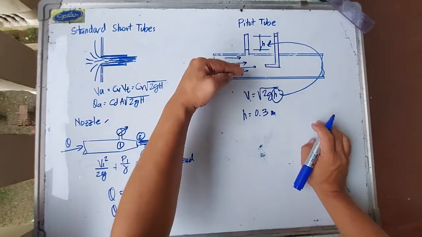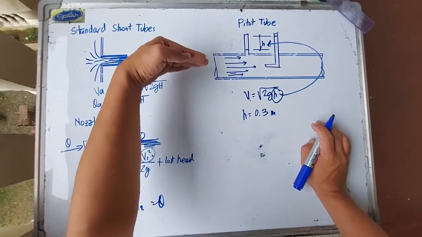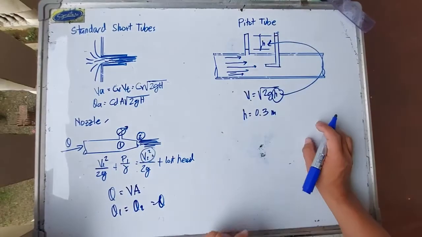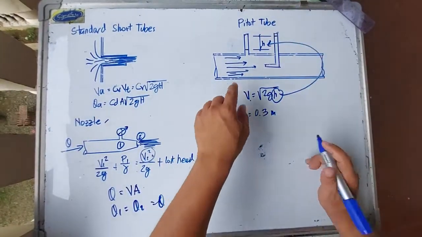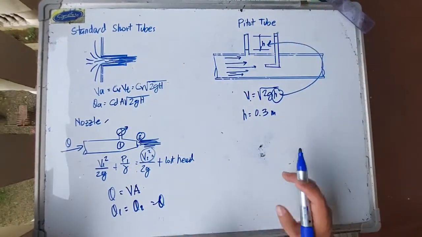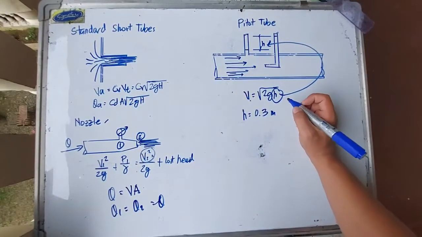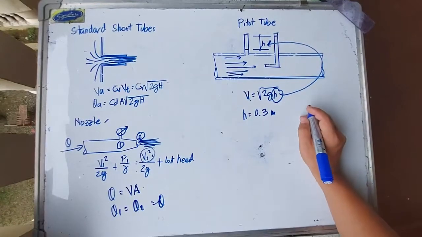So aside from the pressure, mayroon pang kinetic head yan due to velocity. So tataas pa yun because of the velocity head. So whatever is the increase in terms of height, okay, ang basis natin would be yung piezometer natin dyan. That would be the velocity head. If we know the velocity head, we can compute for the velocity at that particular section of the conduit.